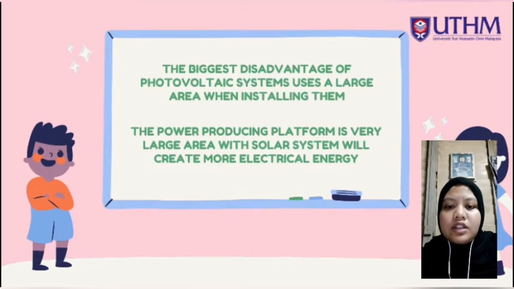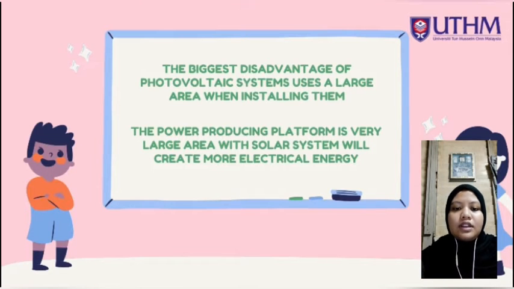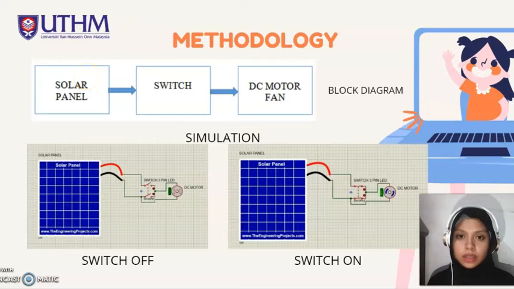The biggest disadvantage of using photovoltaic system is it takes up spaces when installing them. For example, when you use it for large purpose, for example for factory and housing area, it needs to take up so much space when installing them, because the bigger the surface area, the larger the energy it can absorb and change it to electricity. Now is chapter 2, which is methodology.